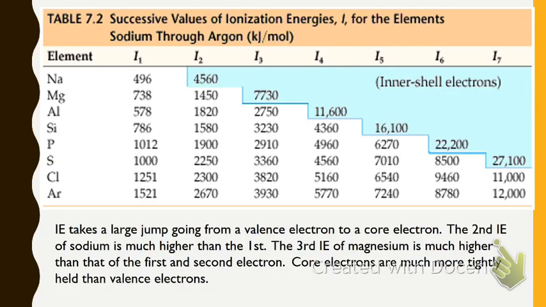So if you see a data table of successive ones, find the big jump, and that's where your valence electrons were no longer being taken. It was now core electrons. And for some reason, kids miss that question a lot when we first start doing it, and I feel like it's fairly straightforward, so I don't know why.